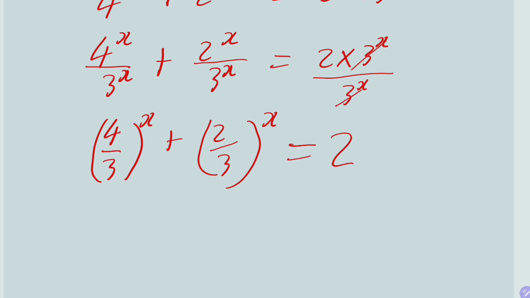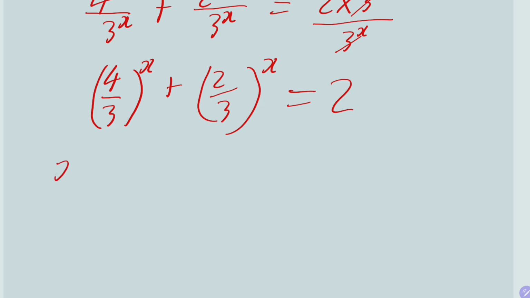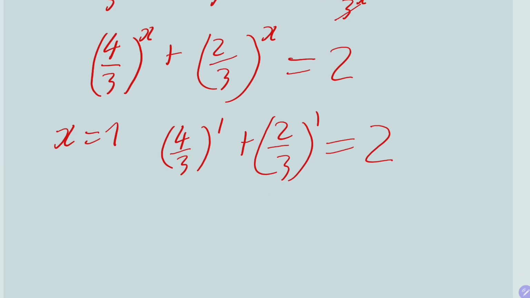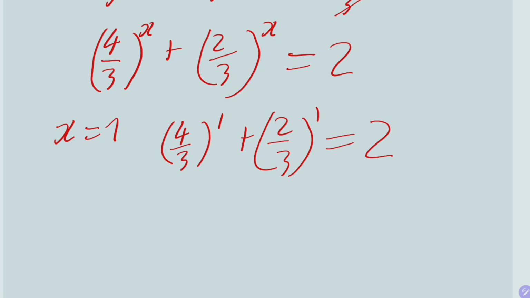So at this stage where we are right now, the equation is best solved by inspection. Let's test a simple common value for x. Let's test if x is equal to 1. What does our fraction become? It becomes (4 divided by 3) plus (2 divided by 3), all to the power 1. And when you add it, it gives us 2. This is correct. That means the equation holds when x is equal to 1.